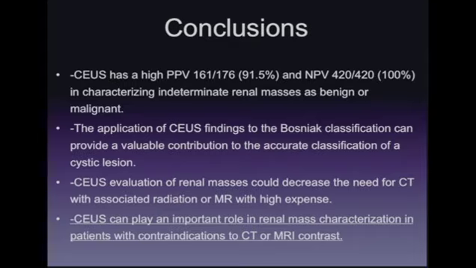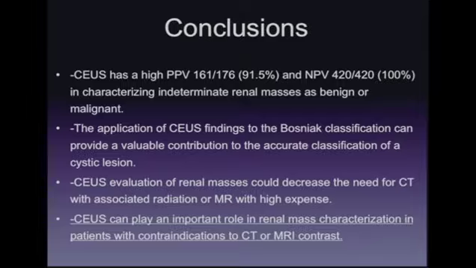Contrast-enhanced ultrasound has a high positive predictive value of 92% and a negative predictive value of 100% in characterizing indeterminate renal masses as benign or malignant. I will note that based on our classification scheme, benign oncocytomas will be considered as malignant lesions, and in our institution, our urologists remove these. So actually, our positive predictive value was actually higher based on the way our urologists treat oncocytomas.